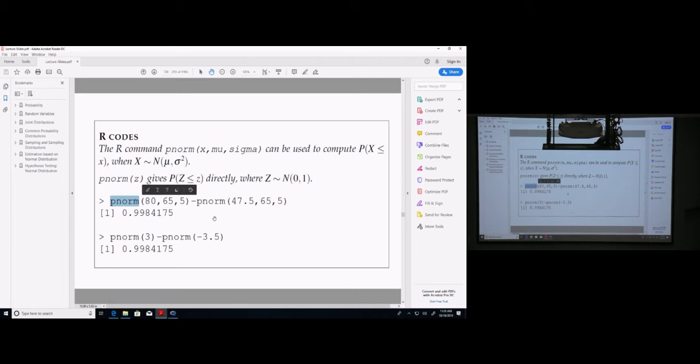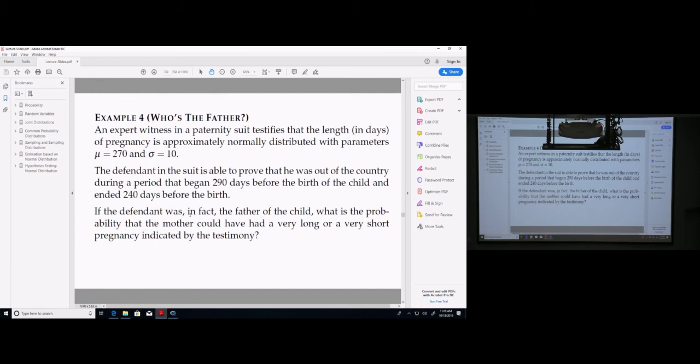Now, nowadays, you don't even need to standardize it anymore. Because as long as you are willing to type in a little bit more, type in the mean and type in the standard deviation, then this is the cumulative distribution up to 80, all right? So this is it. And so if you want the numbers to be sandwiched between 47.5 and 80, this is what you will do here, all right? So this is it.